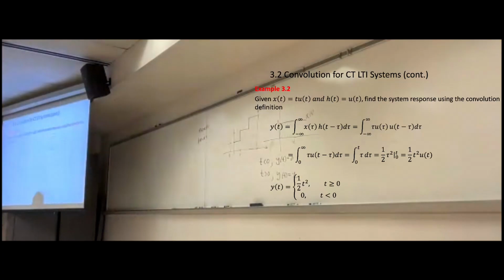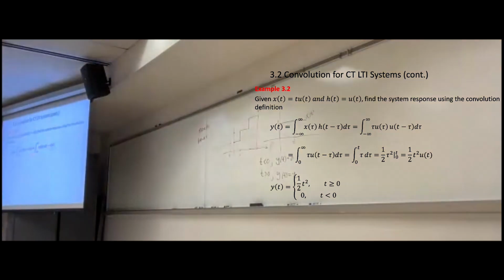Let's do this using the convolution definition. Copy this down. So this time, x of t is given as t u of t. Now it says using the definition. So we need to use the definition. Negative infinity to positive infinity, x of tau times h of t minus tau. X of tau is going to be tau times u of tau times u of t minus tau.